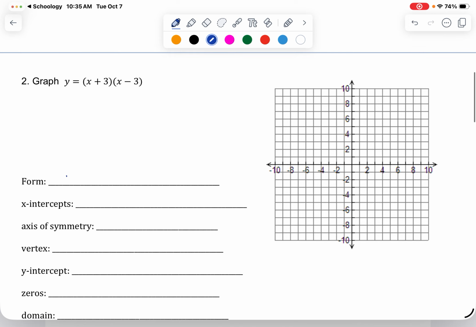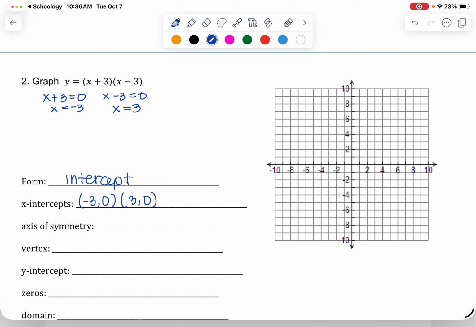This is intercept form, or factored form, but we're calling it intercept form. The reason we call it intercept form is because you can easily find your x-intercepts. You find your x-intercepts by setting each factor equal to 0 and solving. So we have x plus 3 equals 0, and we get x equals -3. And we have x minus 3 equals 0, and we get x equals +3. So our x-intercepts, remember, intercepts are ordered pairs, are (-3, 0) and (3, 0).